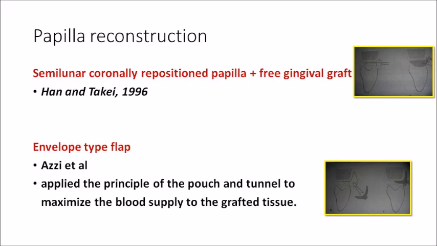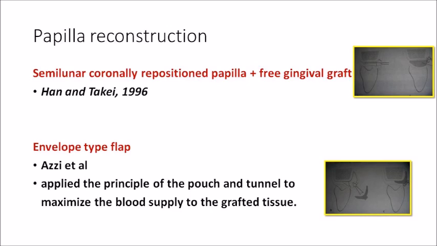Similarly, if you are giving this semilunar incision in the papillary area, and along with that, if you are using a free gingival graft, that can do the papillary reconstruction. It was given by Han and Takei in 1996. The next technique is the envelope type flap. It was given by Azzi et al. Azzi et al. had already given the pouch and tunnel technique for root coverage.